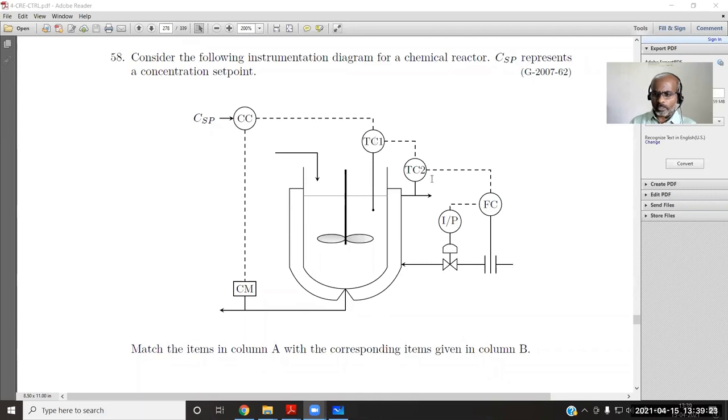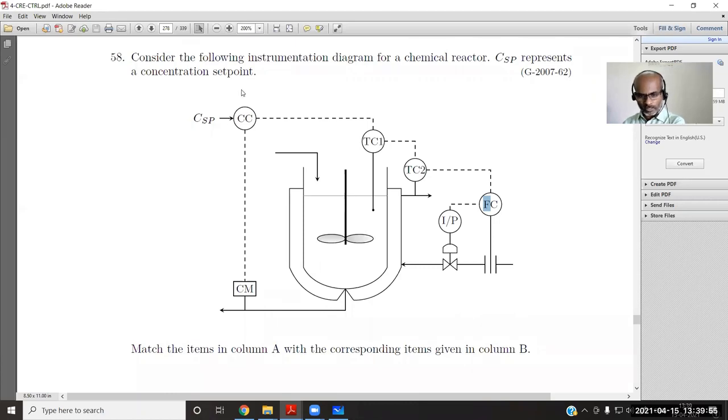There are 3 inner loops: 1, 2, 3. This I by P refers to current to pneumatic. The controller output is a current signal, whereas for the control valve we want a pneumatic signal. So I by P refers to the current to pneumatic converter, also called a transducer or converter, I2P converter. So there are 4 loops.